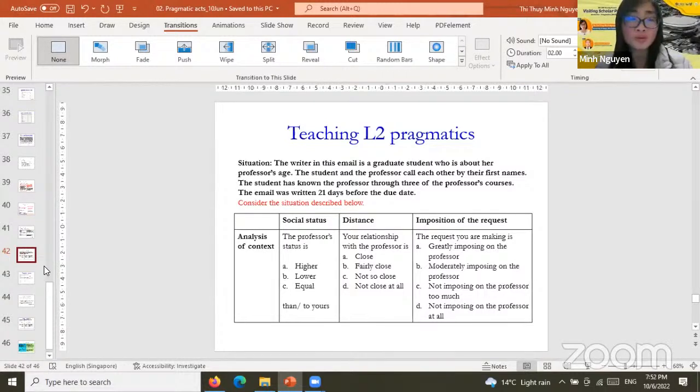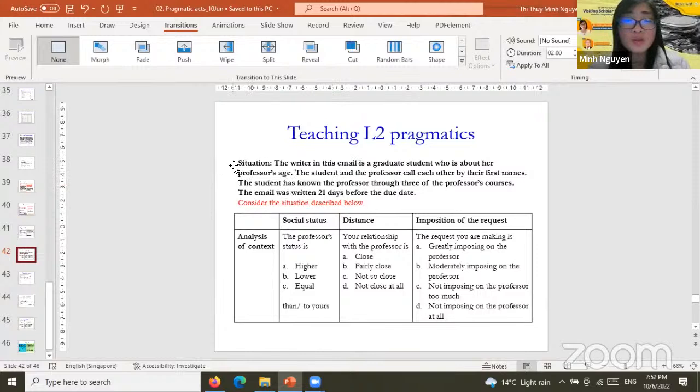And one way to do that is to raise their awareness, okay, of what we call the social and contextual factors that affect how people choose linguistic means and devices for expressing themselves. So consider this example. This is an example from a book written by pragmatic scholars to guide teachers how to teach pragmatics in a second language classroom.